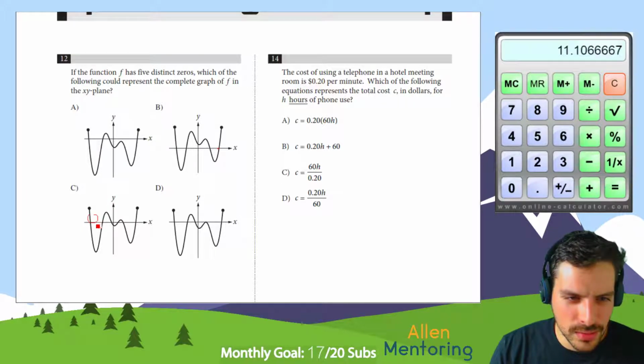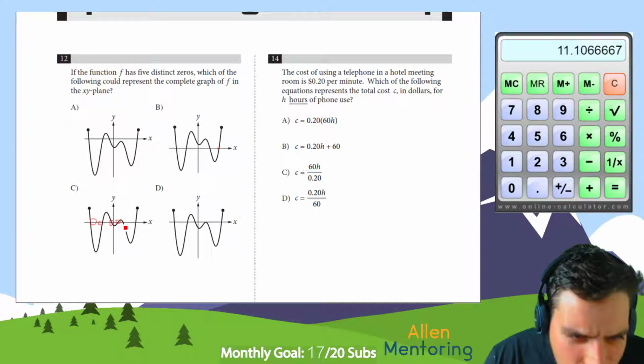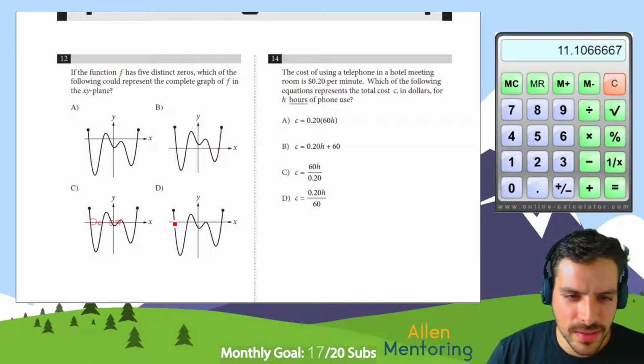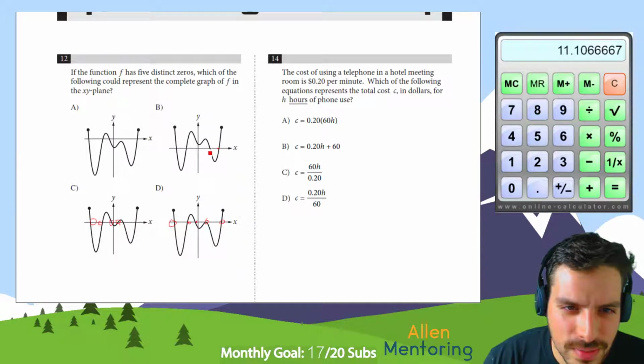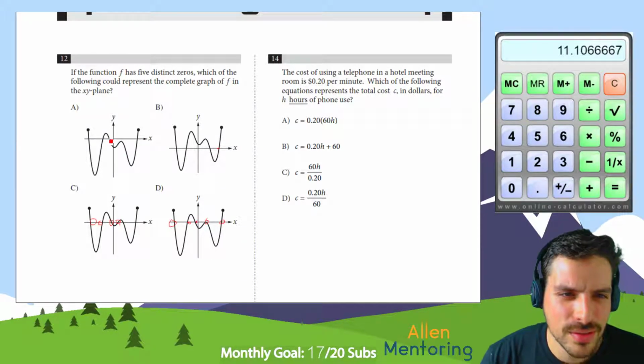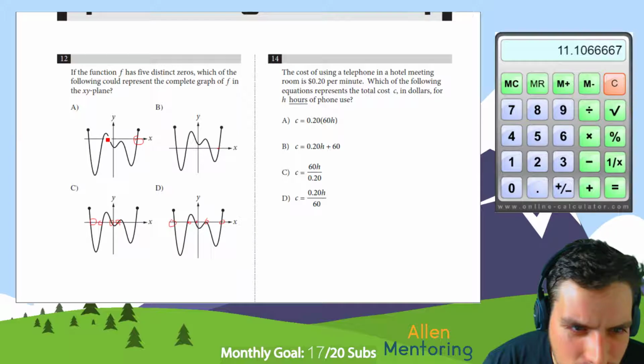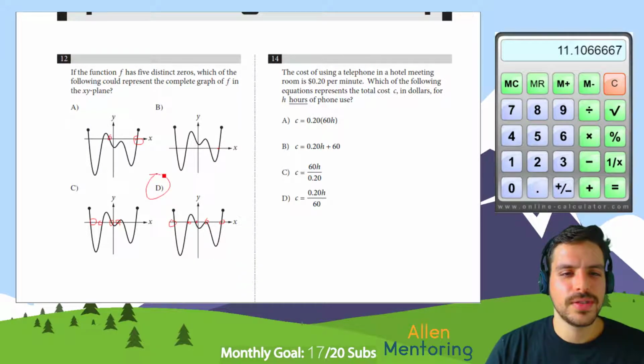I see 1, 2, 3, 4, 5, 6. Oh man, no. All right, 1, 2, 3. Is that going through? 4, 5. That looks good. 1, 2, 3, 4. 1, 2. Wait. 1, 2, 3, 4. Okay. So D is the correct answer.